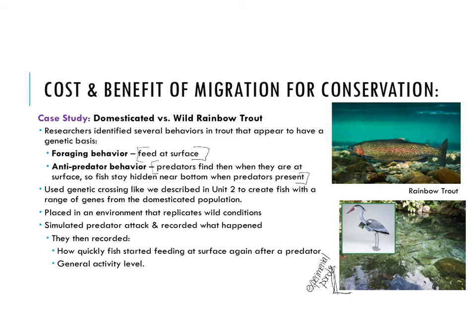They simulated, this is the best part, I think, a predator attack by taking plastic blue herons that they bought at Home Depot and just dunking their heads in the water 3 times. Then they recorded what the fish did, what behaviors they showed. In particular, they focused on how quickly the fish started feeding at the surface again after the predator, which is a measure of cautiousness, right? And then their general activity level. How often were they out from their hiding spots? How often were they away from the bottom of the pond?